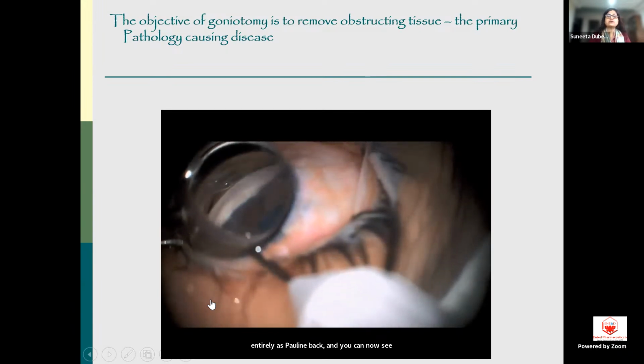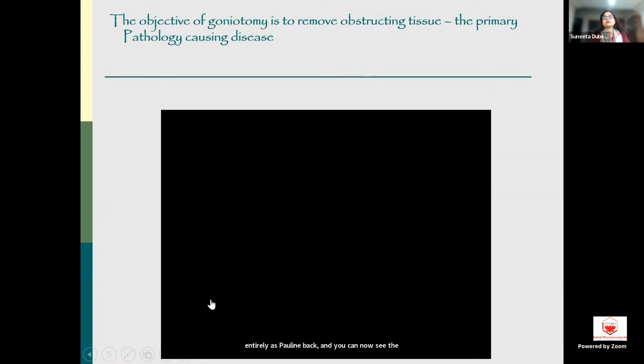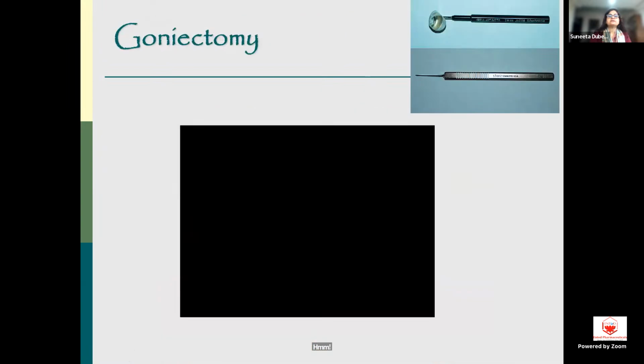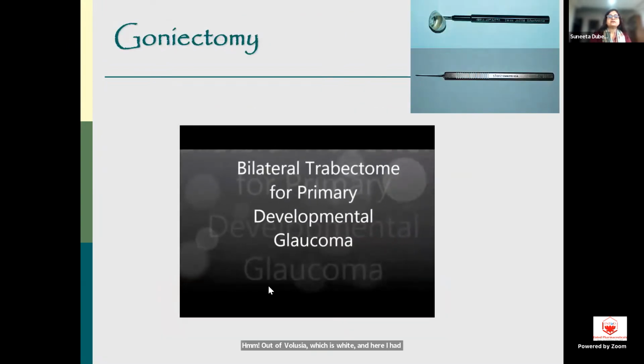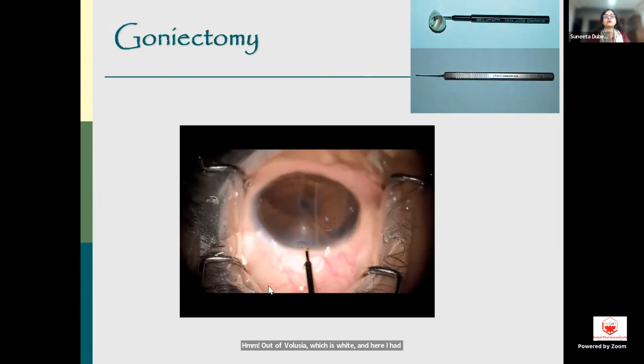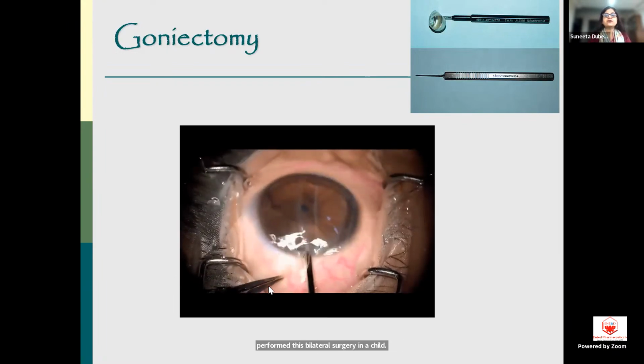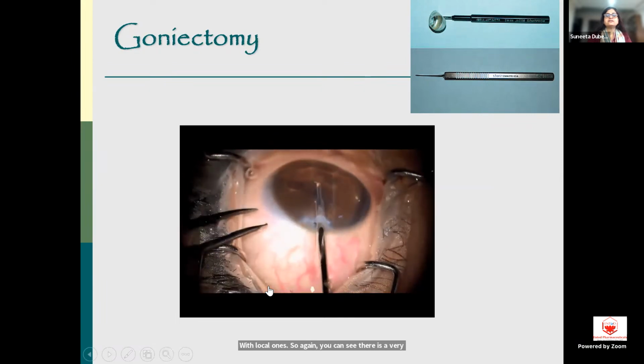So you have incised the trabecular meshwork, and you see the outer wall of Schlemm's canal, which is white. And here I had performed this bilateral surgery in a child with glaucoma. Again, you can see there is a very high iris insertion.